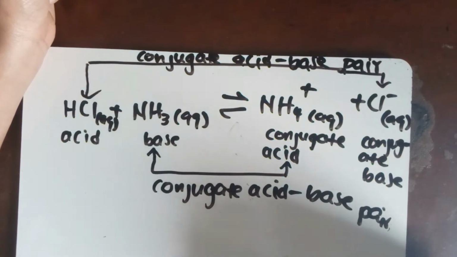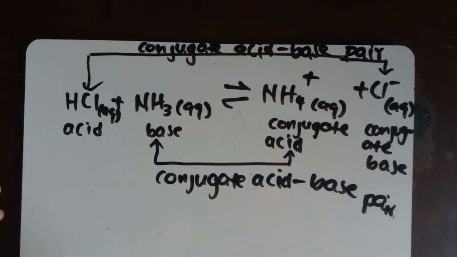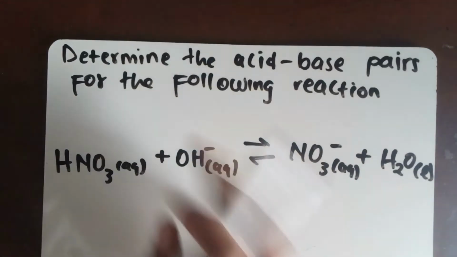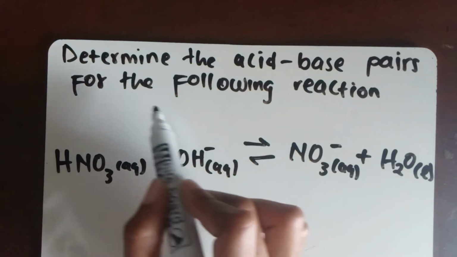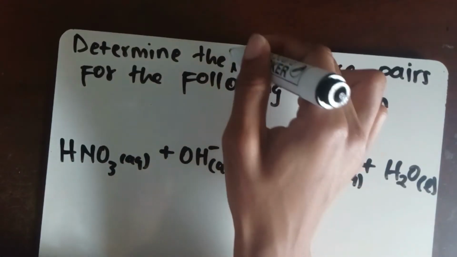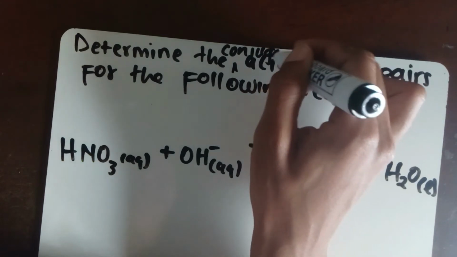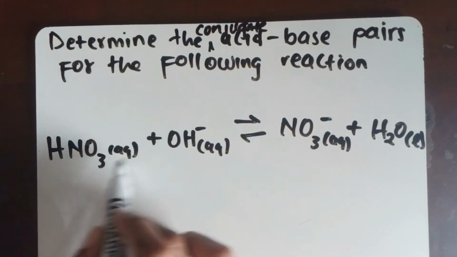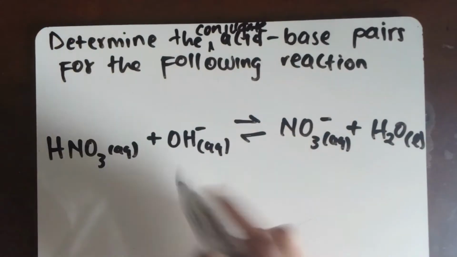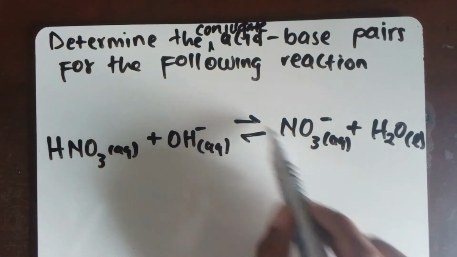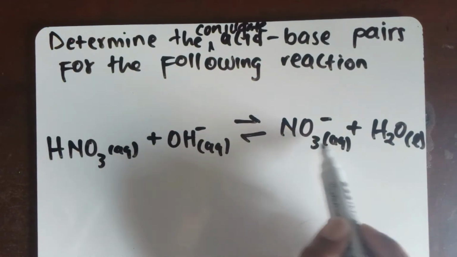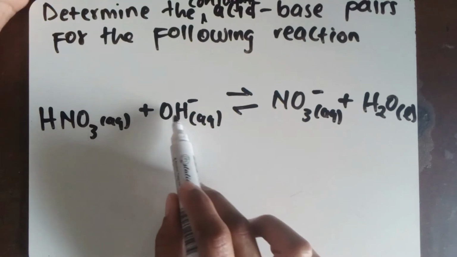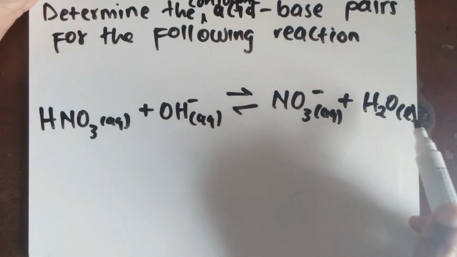Let us take maybe another example. Let us say we had a question such as this one, and they were saying to us, determine the conjugate acid base pairs for the following reaction. So it was HNO3, nitric acid, reacting with hydroxide, OH minus, and then you form NO3 minus plus H2O. So you have to identify which one is an acid, which one is a base, which one is a conjugate acid, and which one is a conjugate base, right?